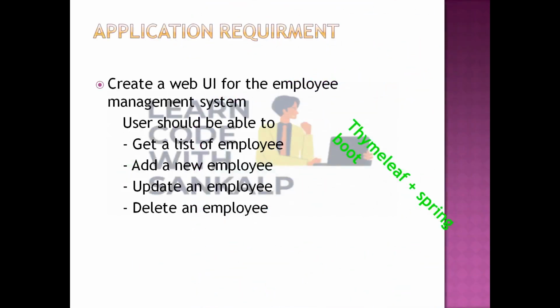The next step is the application requirement. What type of application are we doing the CRUD operation on? Basically, the basic functionality of the application: it could be banking, an employee management system, or anything else. So we need to understand the requirement. Here the requirement is to create a UI page for an employee management system with four functionalities: get a list of employees, add a new employee, update an employee, and delete an employee. These are the four functionalities.